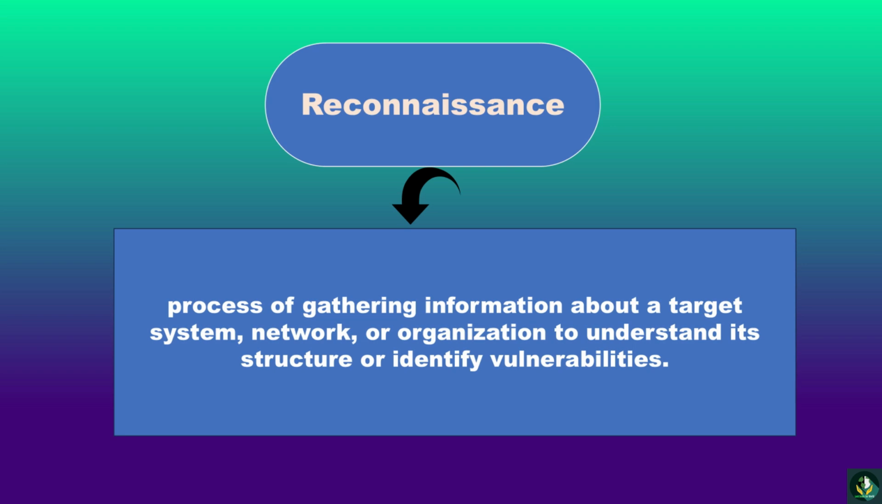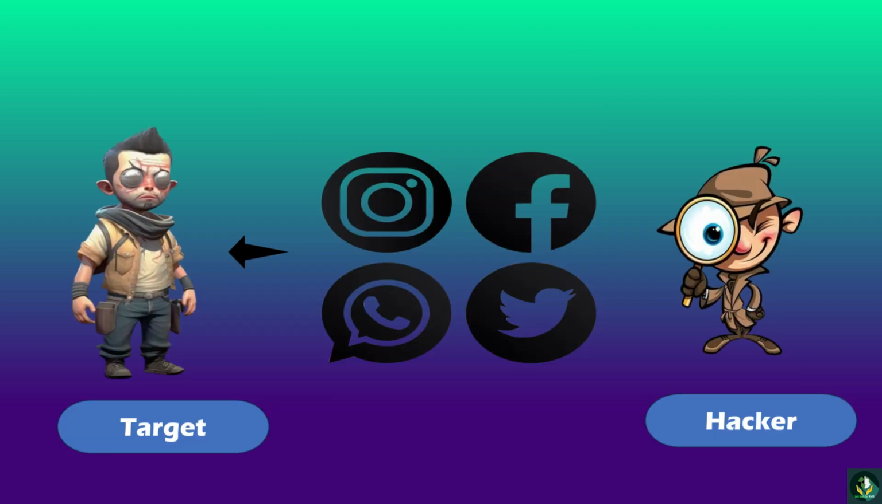What is reconnaissance? The process of gathering information about a target system, network, or organization. This is done to understand a structure or identify potential vulnerabilities. Let me make it simple with an example. Imagine you are an ethical hacker. Look at someone's public Instagram account to learn about them, where they go, who they hang out with, and what they like. So this process of collecting publicly available information to build a clear picture is what we call reconnaissance.